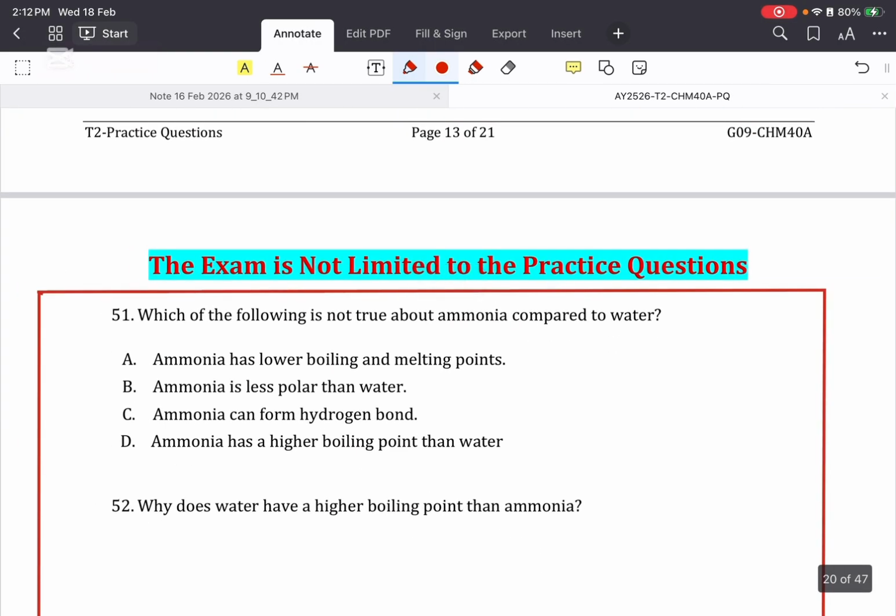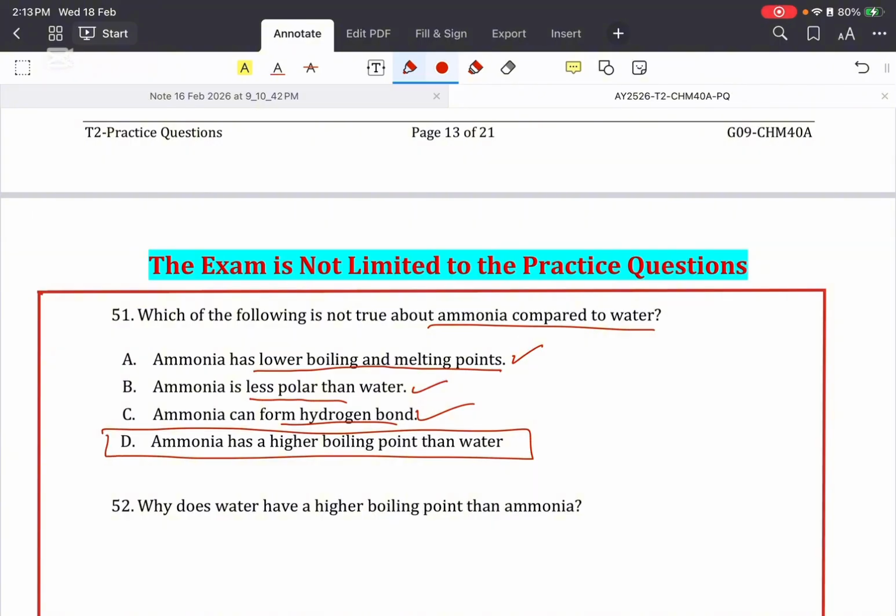Which of the following is not true about ammonia compared to water? Ammonia has a lower boiling and melting point than water, yes. Ammonia is less polar than water, true. Water is very polar. Ammonia is polar. It undergoes hydrogen bonds, but not as much as water. It definitely can form hydrogen bonds, but it does not have a higher boiling point than the water.